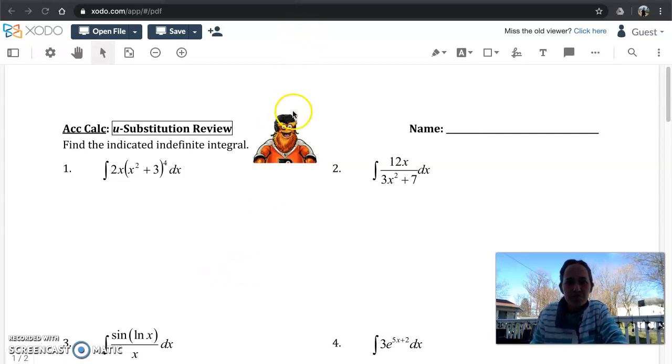So I feel like Gritty, he likes U-Substitution, so we should like U-Substitution as well.